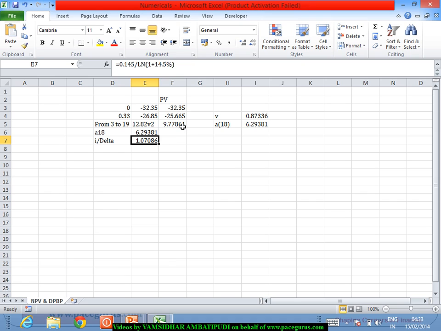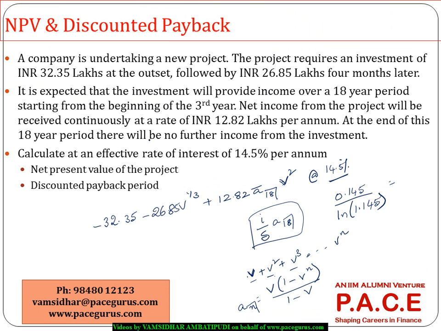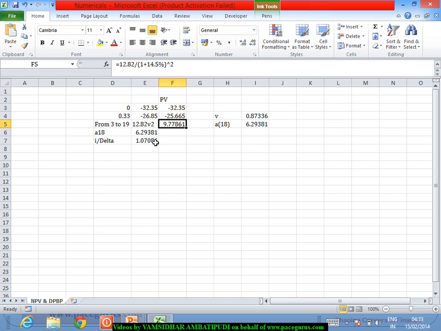So from 3 to 18, 12.82 into V squared multiplied by A bar 18, right? So A bar 18 is I by delta into A18. So I by delta has come out to 1.07 into A18. So the present value of all the cash inflows, I will get it as 9.77 into A18 into I by delta. This is coming out to be my present value of the cash inflows, which is working out to around 65.